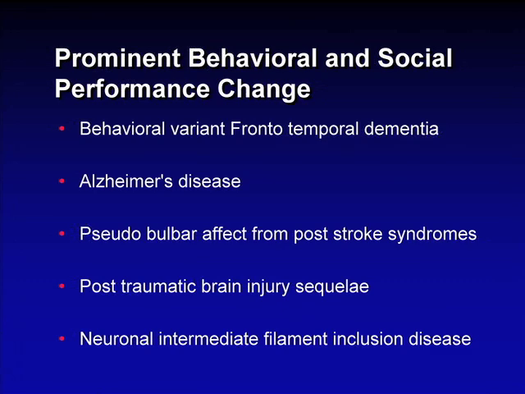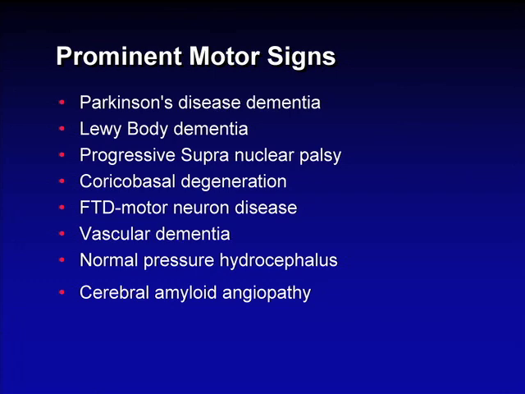Behavioral changes are clearly seen in behavioral variant FTD. You'll hear a lot more about that later. In AD again, which can have a frontal variant of AD, which is easily mistaken for FTD. And you can also have pseudobulbar affect and behavioral changes from strokes and post-traumatic brain injury and some myopathies that I mentioned earlier. Motor signs are clearly noted in Parkinson's disease dementia, Lewy body disease, and Parkinson's plus syndromes like PSP. You can also see them in CBD. So the idea is that different cognitive domains are clearly to be looked into, and you need to have 2 or more domains that are lost for a diagnosis of AD.